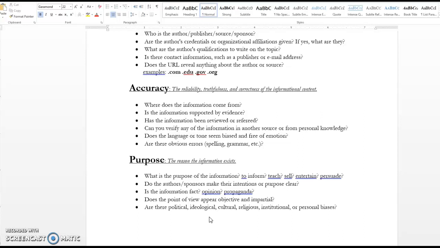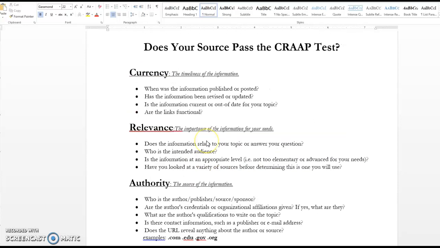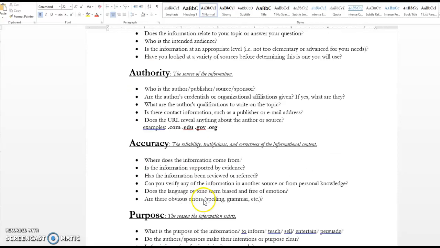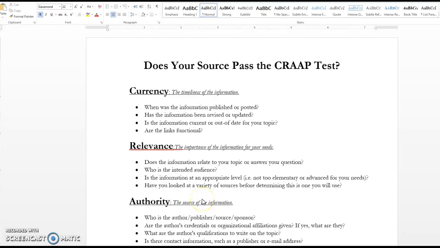Are there political, ideological, cultural, religious, institutional, or personal biases? So here, everybody has these biases. Everybody's coming from a particular worldview. That's one thing we talk about in critical thinking. But when you're looking at this, you want to be cognizant of whether or not these biases are causing the accuracy of the article to be called into question. So that's just a piece of advice there. So that's a little explanation of all of the different CRAAP criteria.